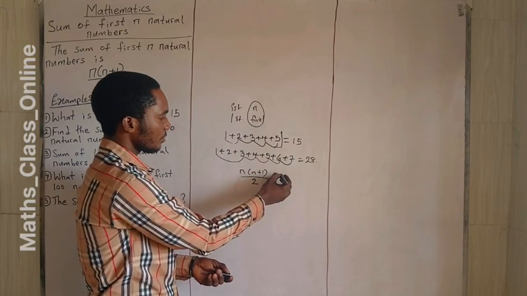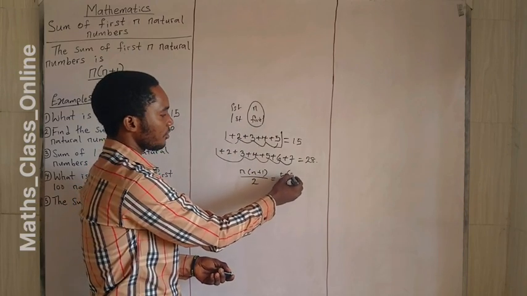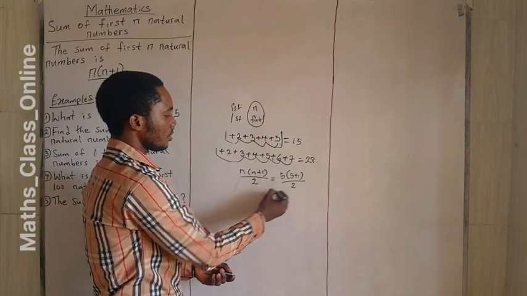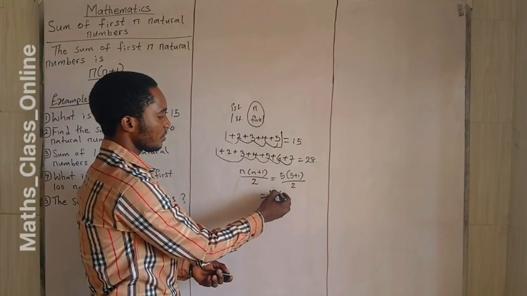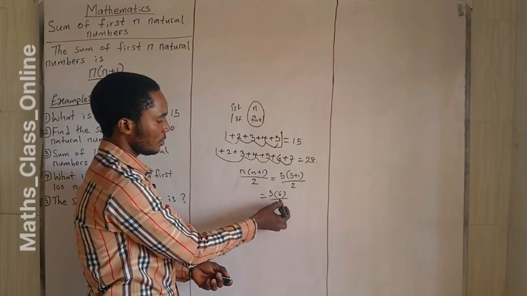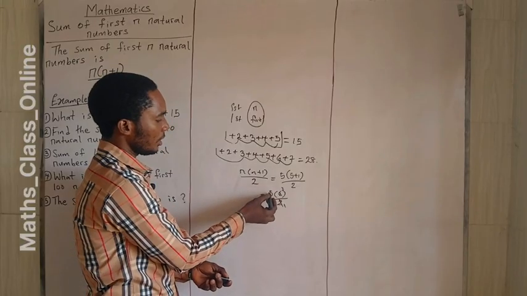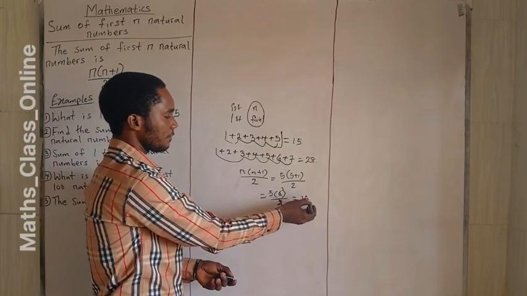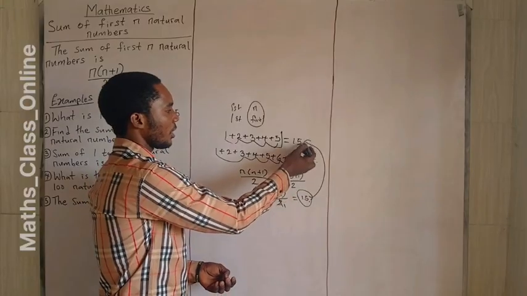n is equal to 5. 5 open bracket of 5 plus 1 over 2. This is equal to 5 open bracket of 6, close the bracket, all over 2. 2 here 1, 2 here 3. 5 times 3, that is 15, which is the same as what we have here.